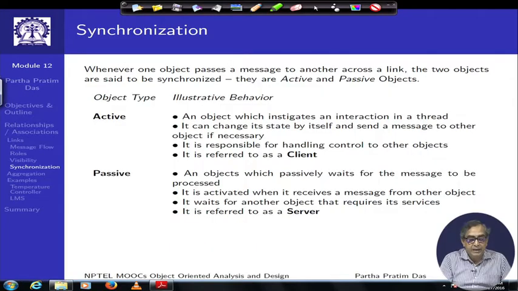They are called active objects and passive objects. An active object, this is the definition, is an object which instigates an interaction in a thread. That is what it simply means, that an active object by itself will decide that something needs to be done and will start doing that. So, the thread on which the active object runs will by itself change its state, and for doing whatever it needs to do, send messages to other objects. Naturally, they are responsible for handing control to other objects, because they are deciding what needs to be done.